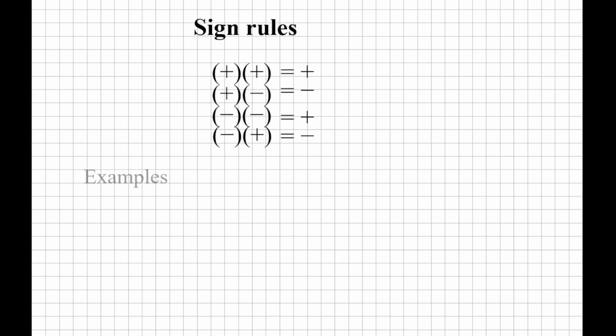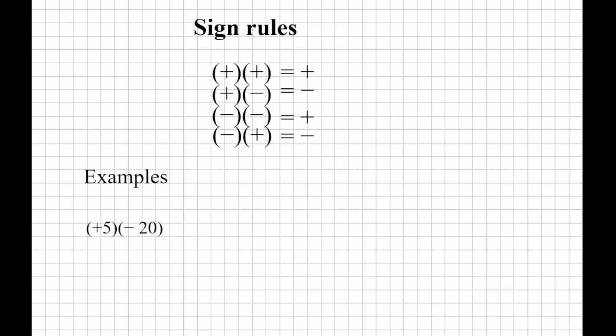The law of sign states that when multiplying two numbers with the same sign, the result is positive. When multiplying two numbers with different signs, the result is negative. In other words, positive times positive equals positive. Positive times negative equals negative. Negative times negative equals positive. And negative times positive equals negative. Let's look at some examples.